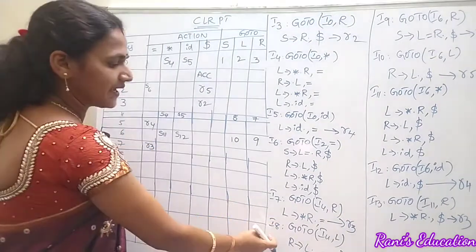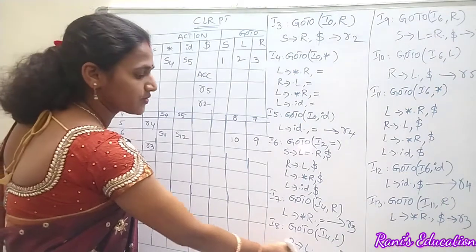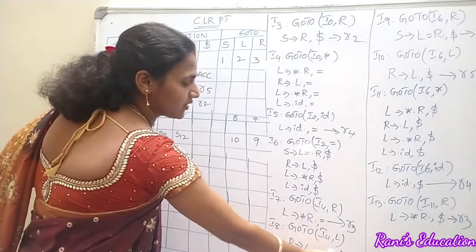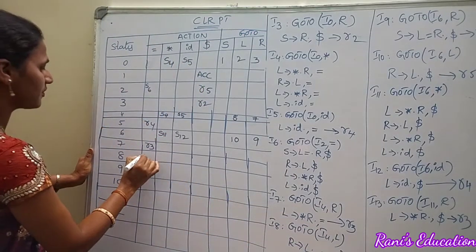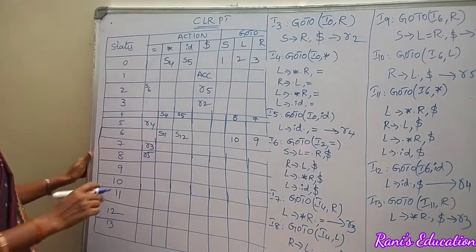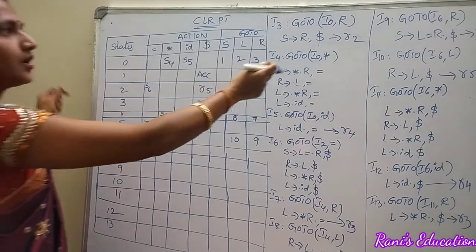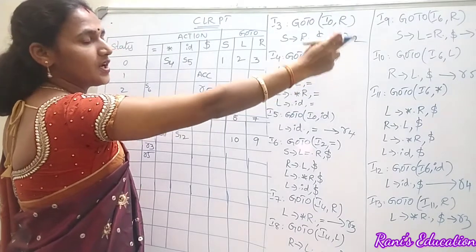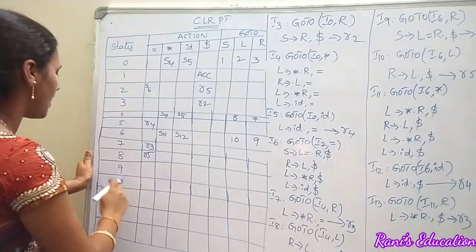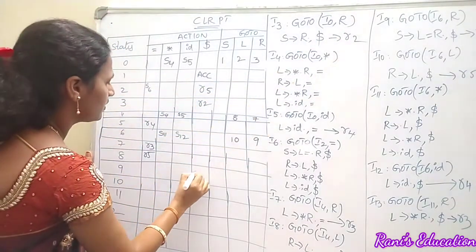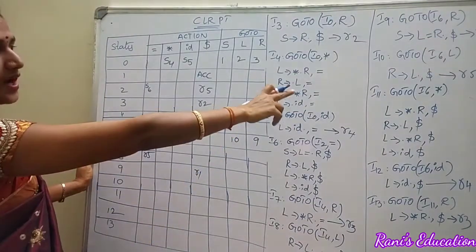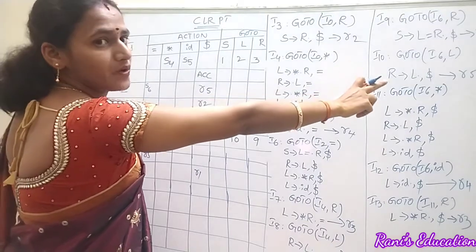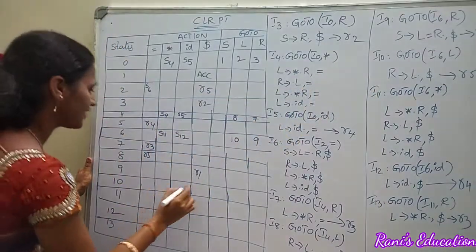Go for I8, which is also a completed production. So look ahead is dollar and reduction number is R5. Under equal, you are going to write the reduction number as R5. Move on to I9. I9 is also a completed production, right? So here under dollar, you are going to write the reduction number as R1. Go for I10, which is also a completed one. Under dollar, you are going to write the reduction number as R5.